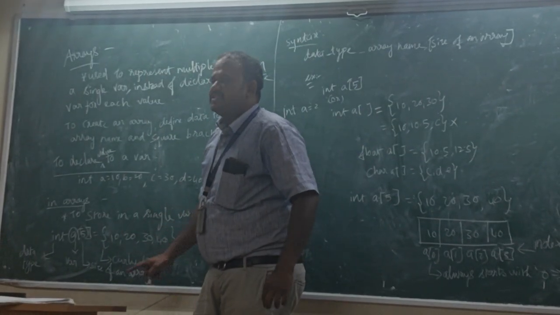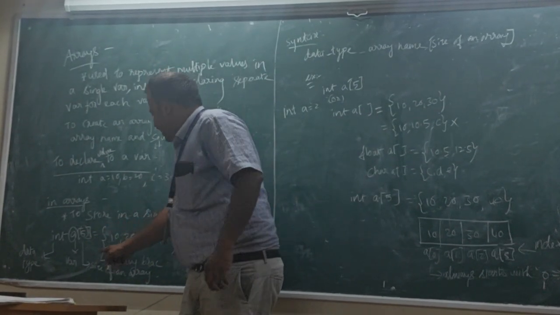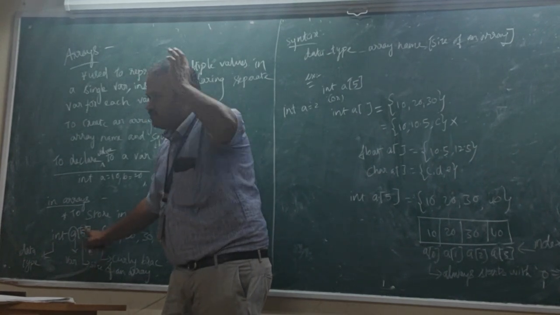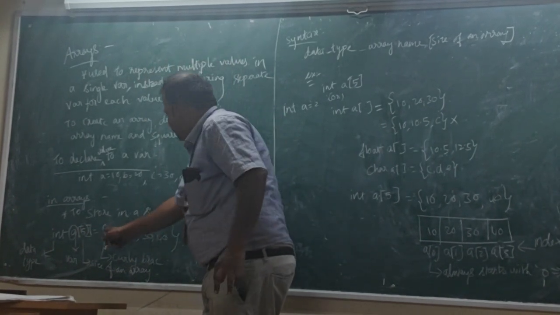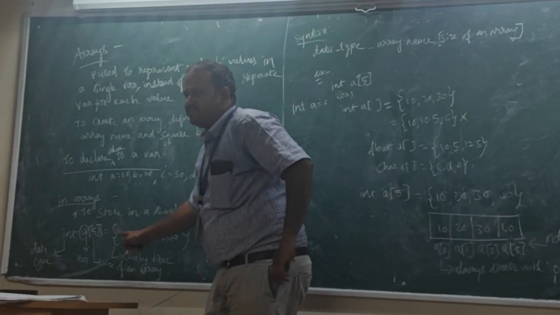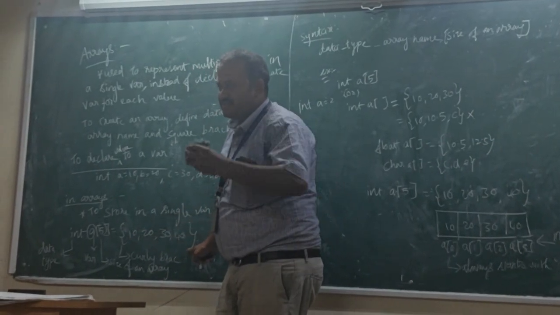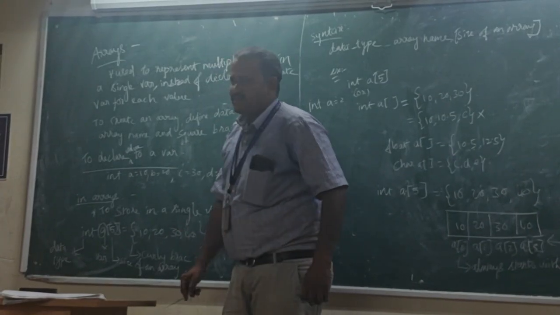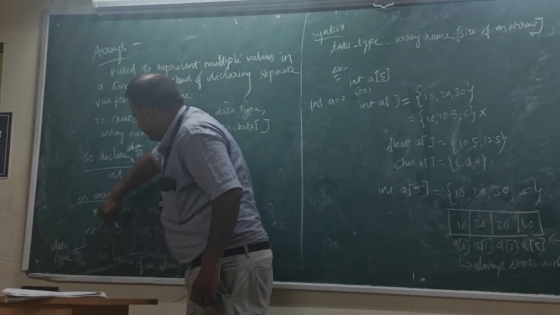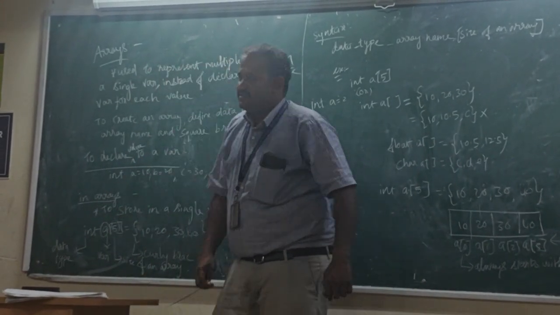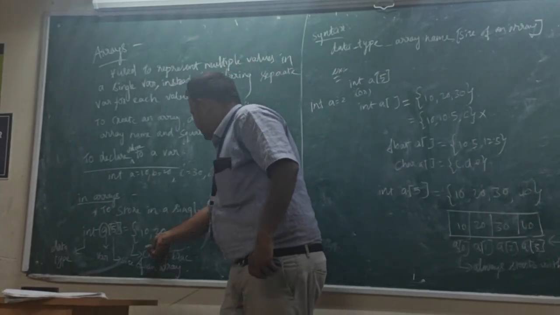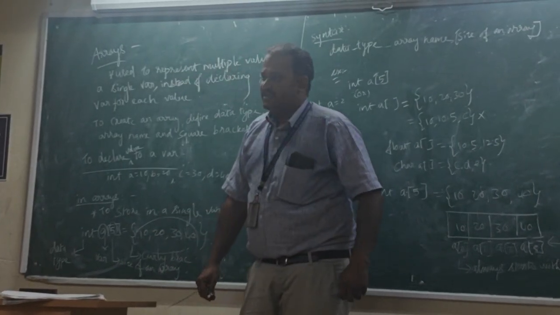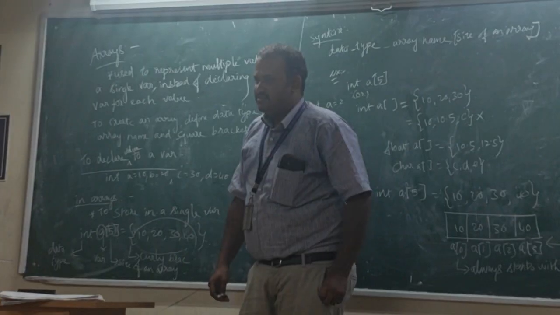I tell you, that is the size of the array, and you have to represent it in square brackets. Then it is equal to curly braces with the given values: 10, 20, 30, 40. I have mentioned here that the size of the array is 5, but what you have given is 4 values. So how can we represent this?